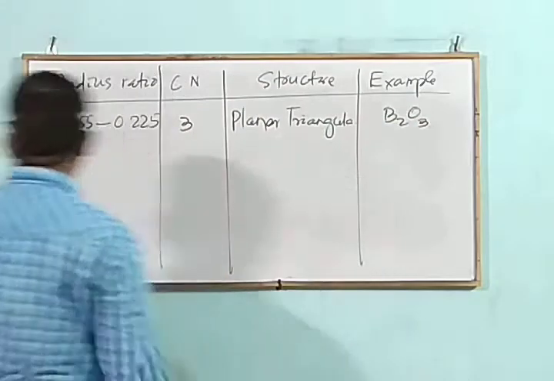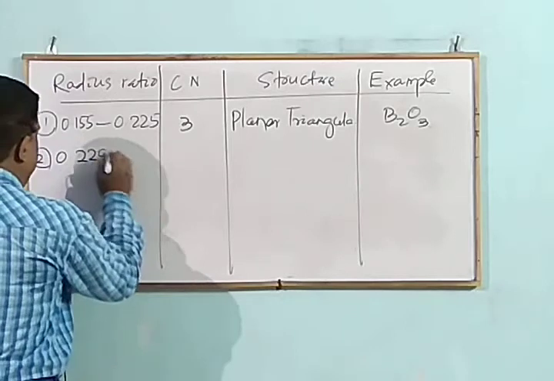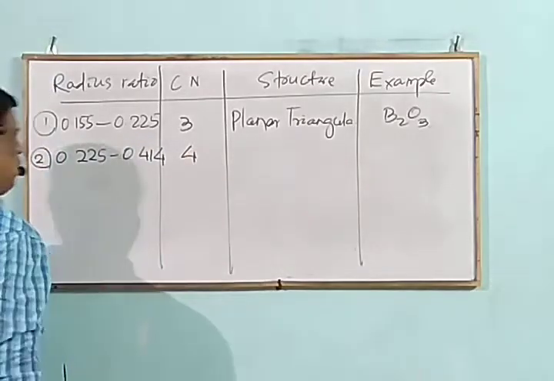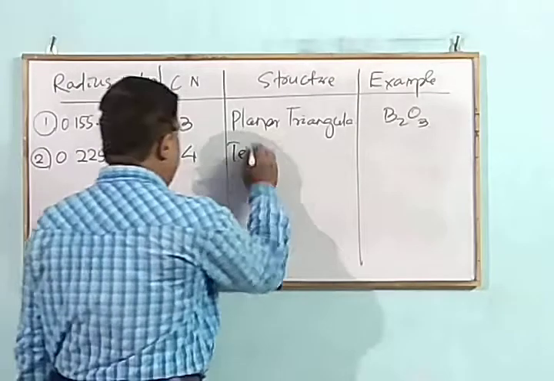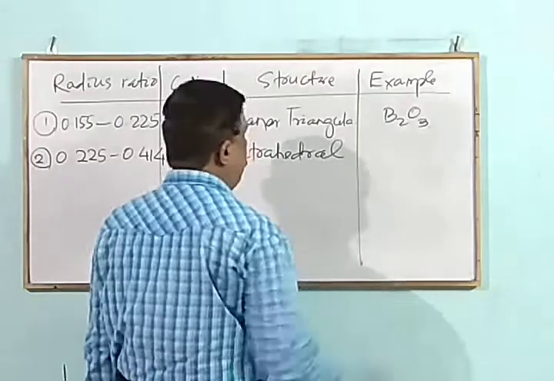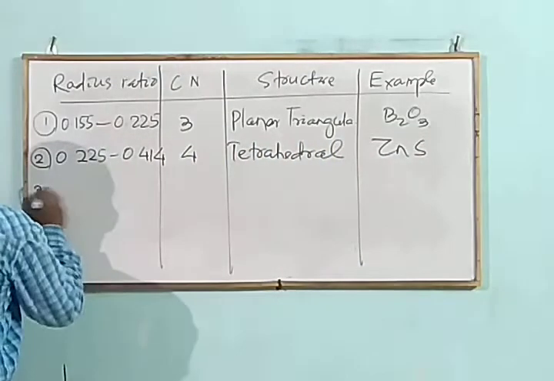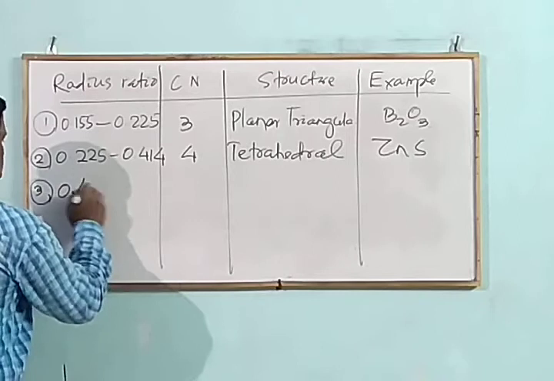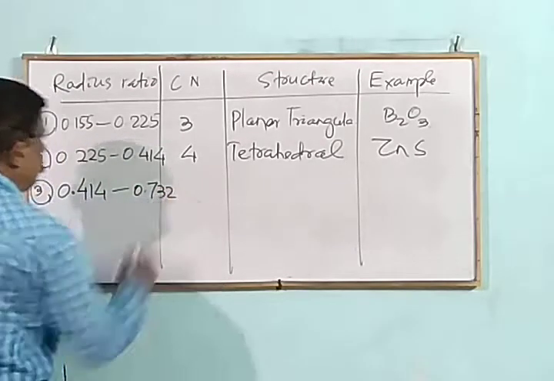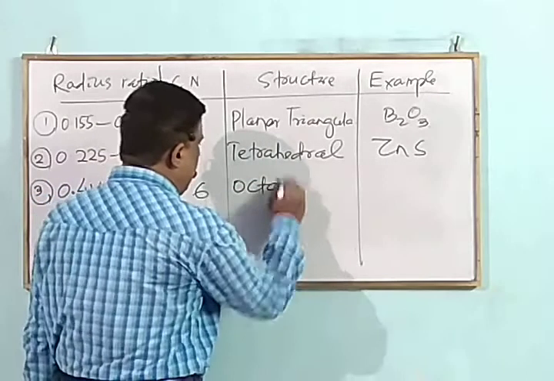Mark that. Second one, if the radius ratio lies between 0.225 to 0.414, then coordination number is 4. It is tetrahedral, and example is zinc sulfide. Next, third point, if radius ratio lies between 0.414 to 0.732, then coordination number is 6. It is octahedral.